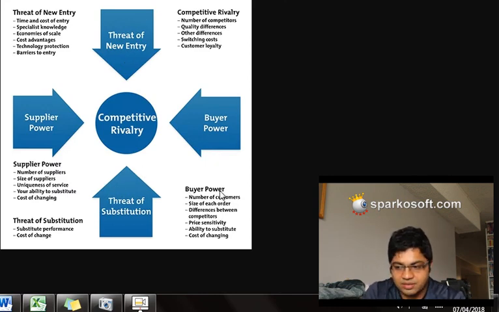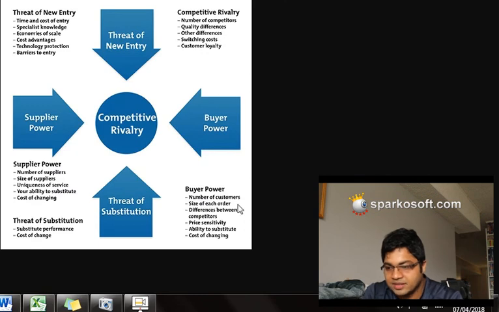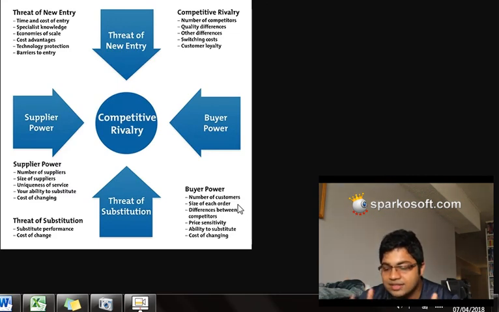For customers bargaining power, you need to focus on the number of customers. The more customers you have, the lesser is their bargaining power. If you are dependent only on a few customers, then it creates a problem. Size of each order: if a few customers are ordering 90% of your total sales, then it becomes a problem. The size of order becomes important, because the higher the size, the more is the customer's bargaining power.